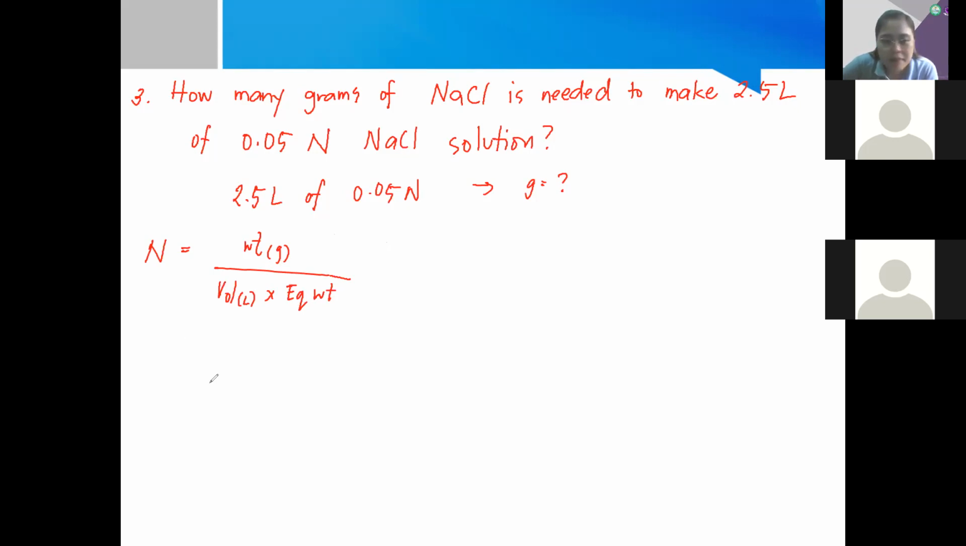So ako, again, personally, I don't derive formula. I just substitute everything. Pero kung mag-derive ka, cross multiply mo siya. Baba mo si weight and then just multiply everything. Normality times volume times equivalent weight. But anyway, I'll just write 0.05 N here, but I will not use the capital letter N kasi hindi natin makikita yung cancellation of the units kung N yung gagamitin ko.